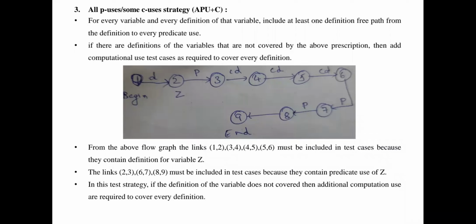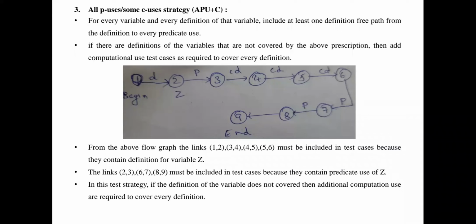So here the test case contains a predicate use of Z. Predicate use, for example, you are taking 1, 2, 3, 4, 5, and we will have a combination of predicates and computations. No problem. When you take the path 2, 3 or 6, 7, 8, 9, this path has only predication, it does not have any computation or definition. For that test case, they contain a predicate use of Z. In that case, we can apply a computational path. The definition of the variable is not covered.